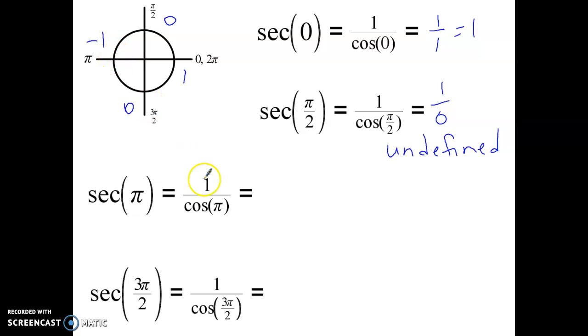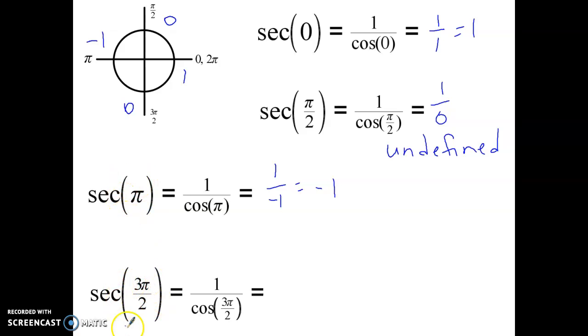All right, let's move around over here to pi. So secant of pi, that's 1 over the cosine of pi. And I can see that the x value of my coordinate there is -1. 1 divided by -1. Well, positive divided by negative is a negative. 1 divided by 1 is 1. So the secant of pi, just like the cosine of pi, is -1. They're going to match both at 0 and at pi.